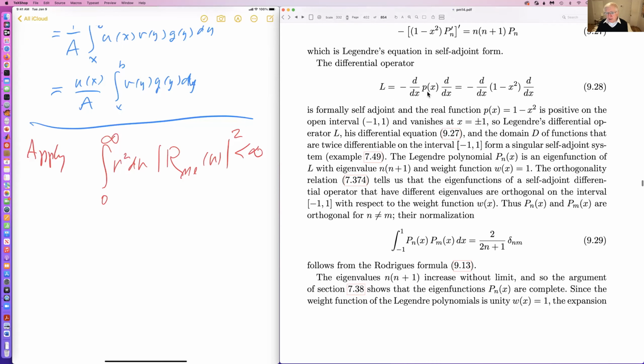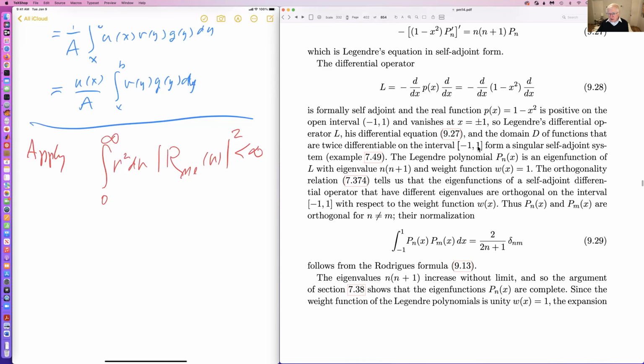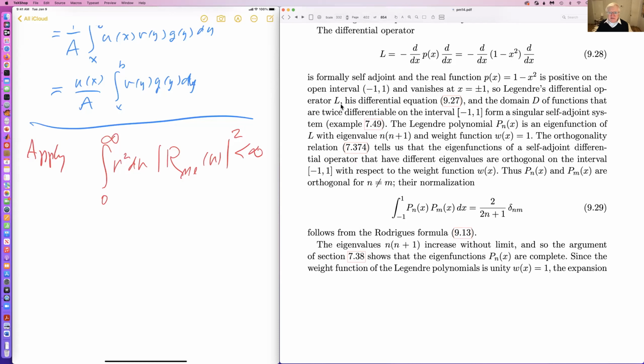This differential operator, just to remind ourselves, is formally self-adjoint. The real function p is positive on the open interval and vanishes at the endpoints. So Legendre's differential operator, his differential equation, with the domain D of functions that are twice differentiable on the interval, forms a singular self-adjoint system. Singular because p vanishes at the endpoints.